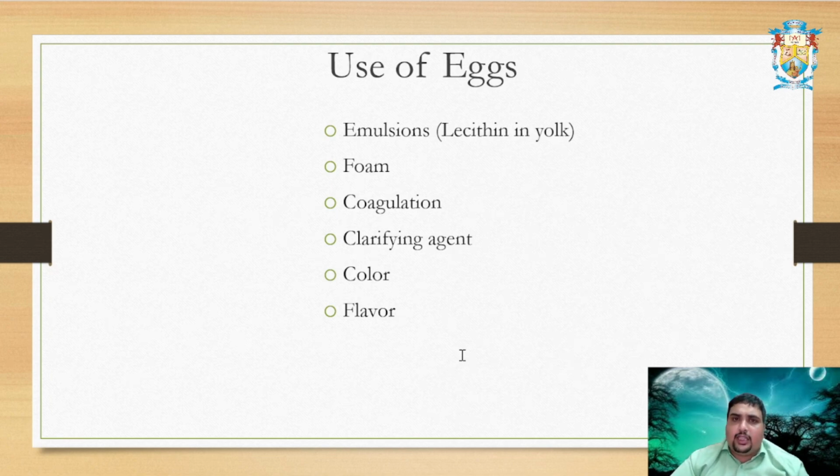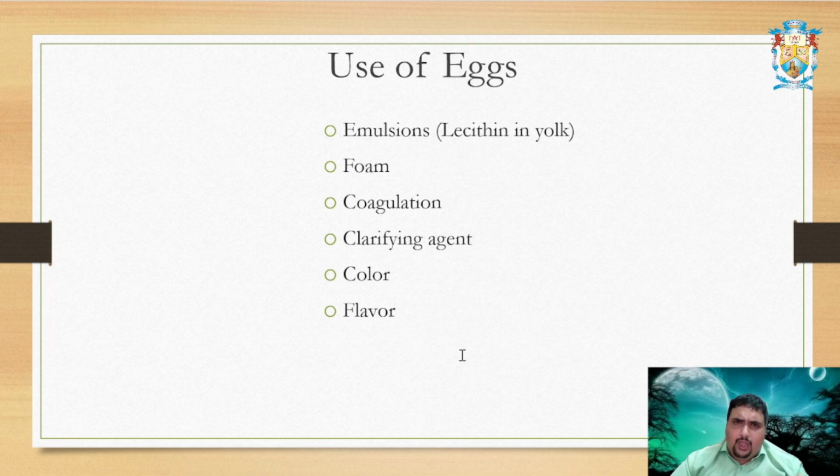Next is coagulation. What do you mean by coagulation? Coagulation is nothing but getting together. For example, when you fry egg whites, they come together and become hard. So that is the stage where it hardens, it coagulates. Okay. Next is clarifying agent. What do you mean by clarifying agent?